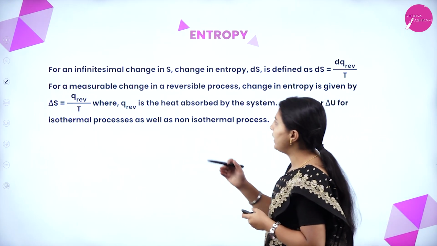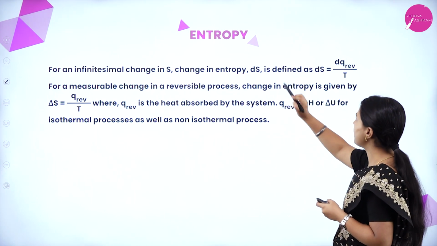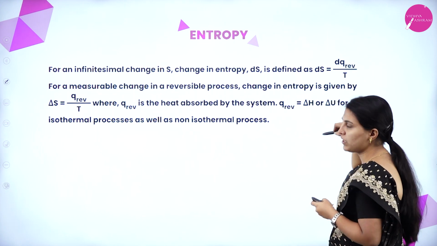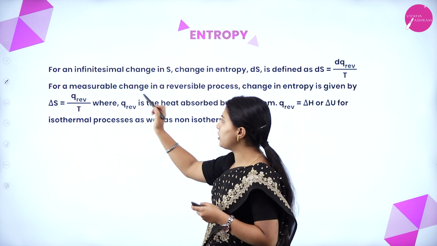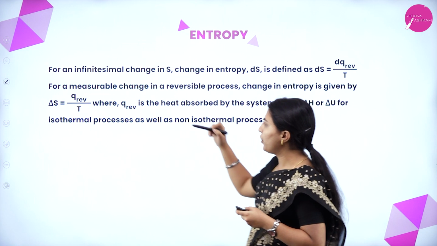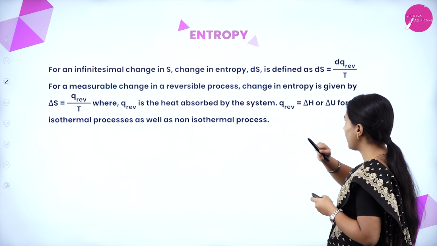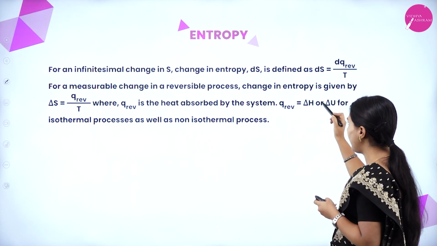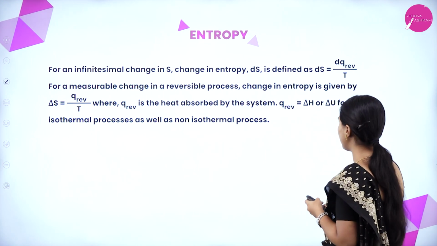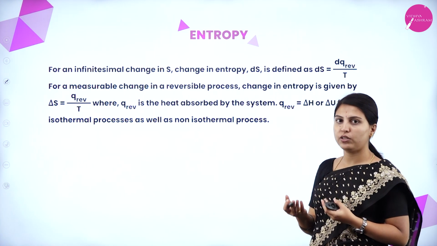Next, for an infinitesimal change in entropy, the change in entropy dS is defined as dq reversible by T, that is heat by temperature. For a measurable change in a reversible process, change in entropy is given by q reversible by T, where q reversible is the heat absorbed by the system. q reversible equals delta H or delta U, meaning change in enthalpy or change in internal energy, for an isothermal process as well as a non-isothermal process also.